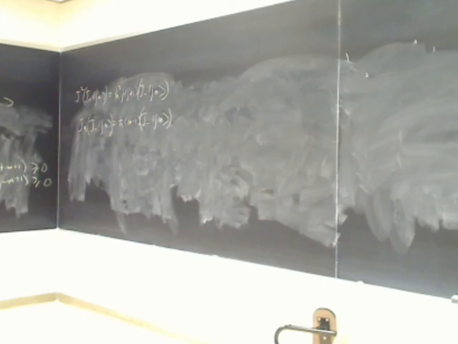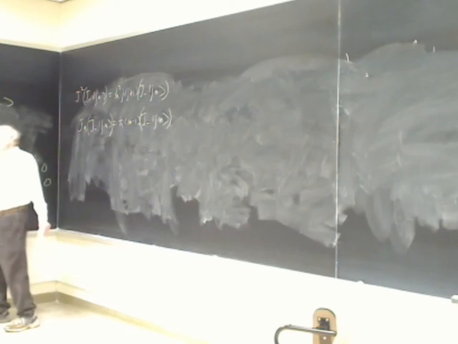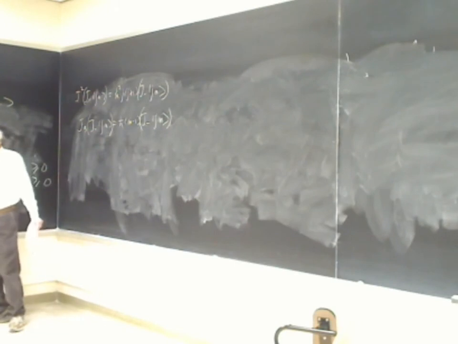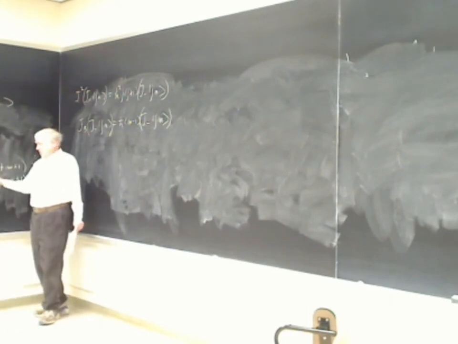Or about anything else? More or less relevant to physics. Okay, now we want to fool around with J plus. So the first thing, I guess, is to go back to this expression here and see that if we set M equal to J, then we get zero.